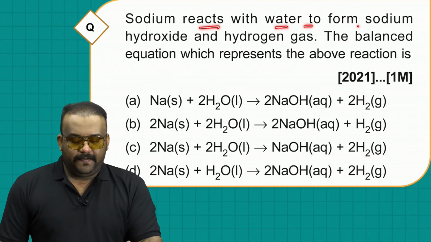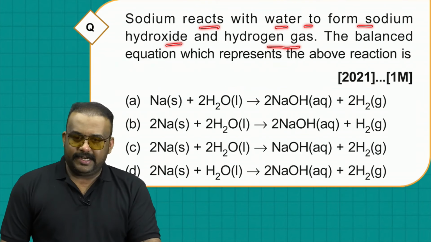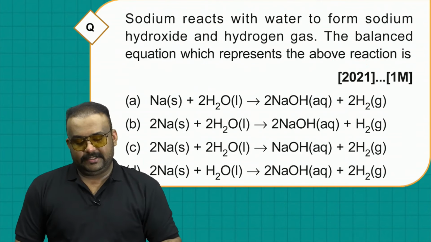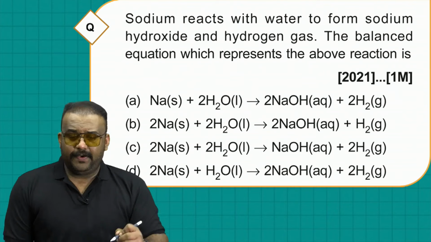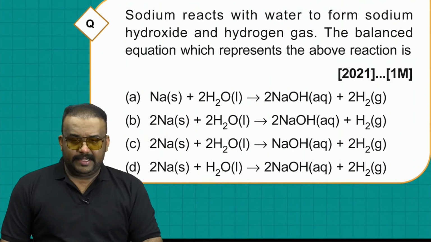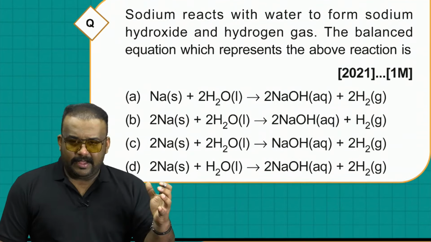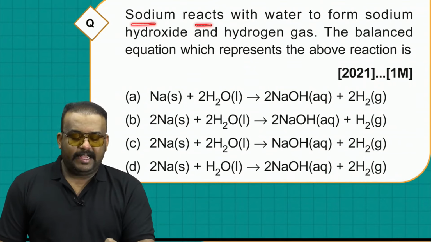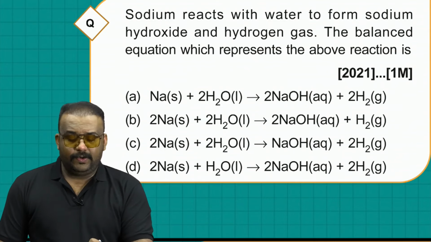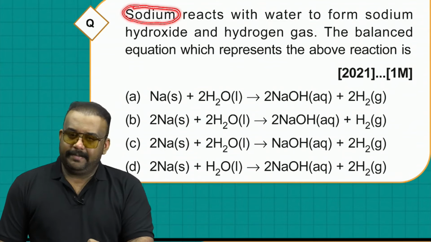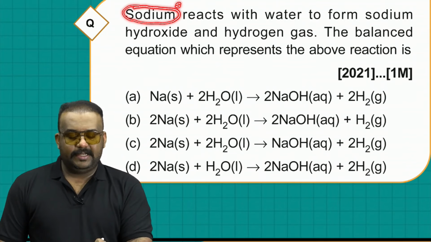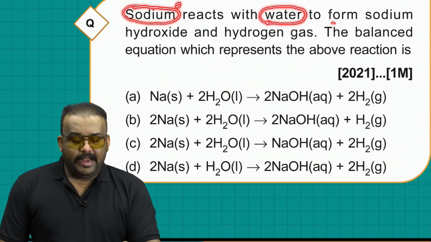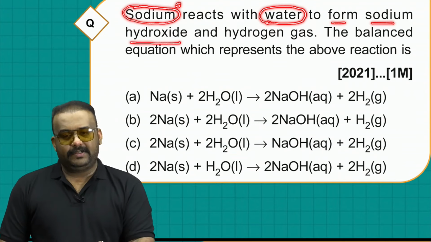Sodium reacts with water to form sodium hydroxide and hydrogen gas. The balanced equation which represents the above reaction is. See, when they ask you to identify the correct balanced equation, first you read the word equation given in the question. Sodium reacts with water. You know that sodium is an element and it is a metal and it exists in solid state. And water is a liquid and it results in formation of sodium hydroxide.